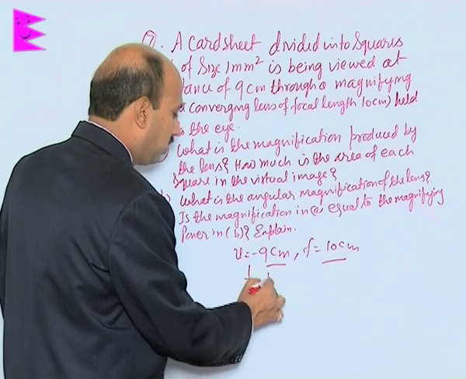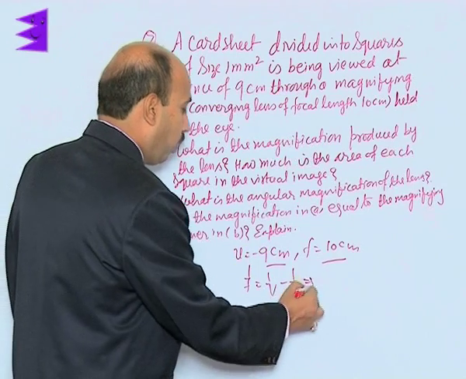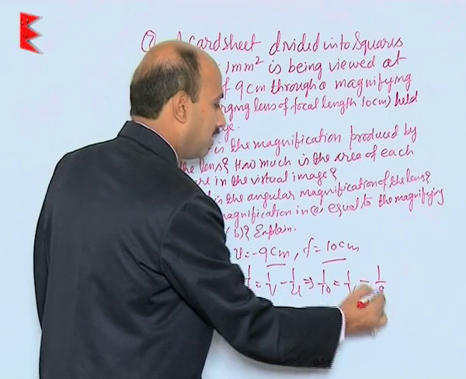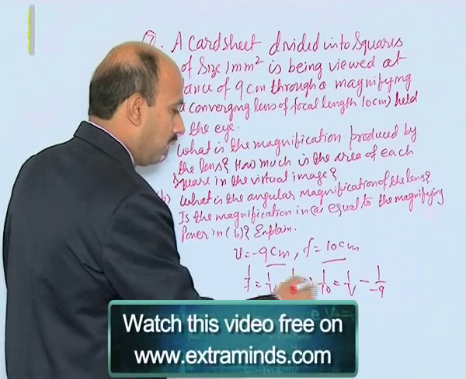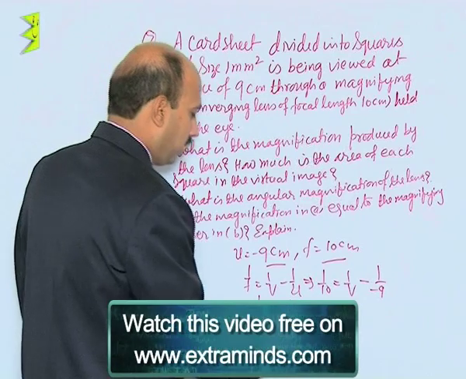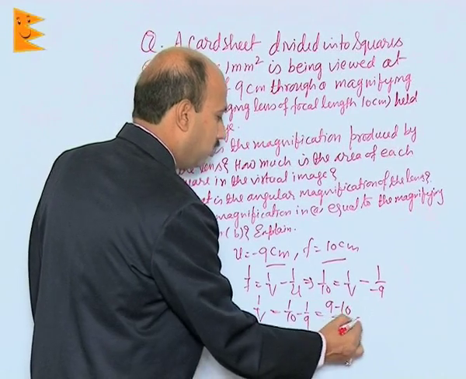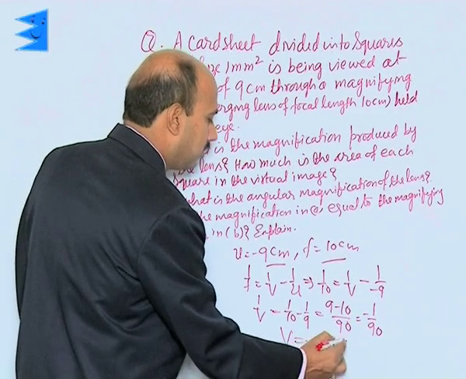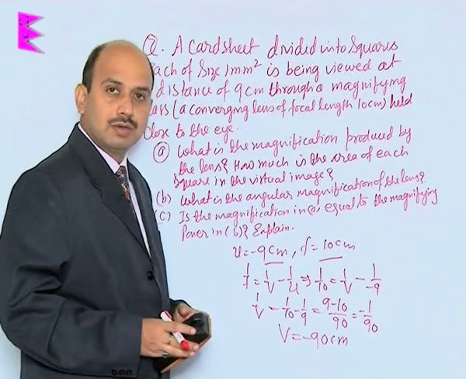So, 1 upon f is equal to 1 upon v minus 1 upon u, that is 1 upon 10 is equal to 1 upon v minus 1 upon minus 9, that is a plus. So, 1 upon v is equal to 1 upon 10 minus 1 upon 9, that is 9 minus 10 divided by 90, so minus 1 upon 90. So, v is equal to minus 90 centimeter.